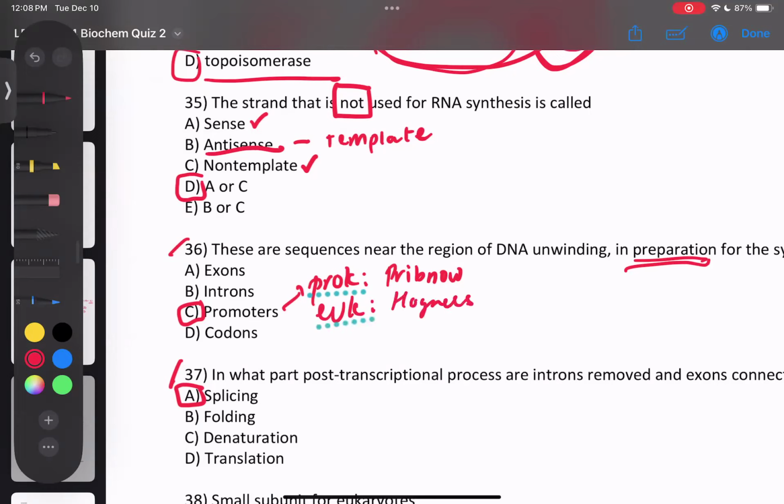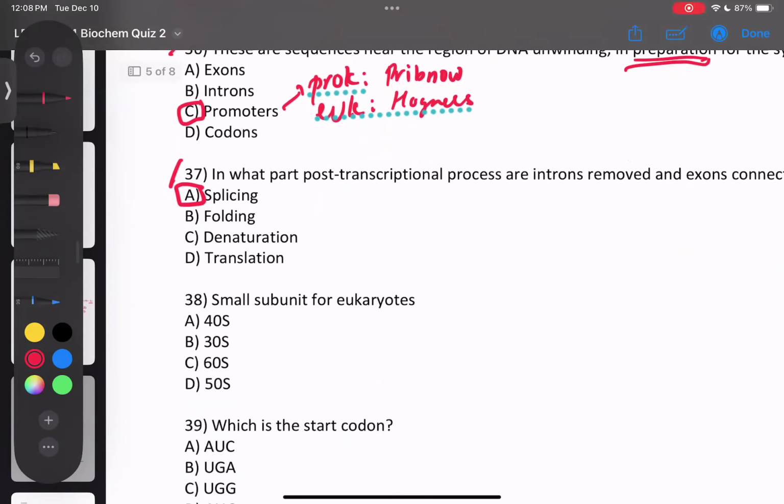Okay? Meron talagang equivalent na letters yan, but I don't think you need to memorize the bases like TATA, mga ganun. 38, small unit for eukaryotes.